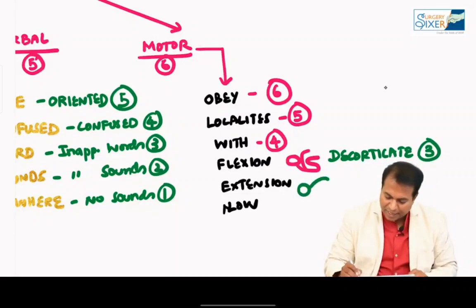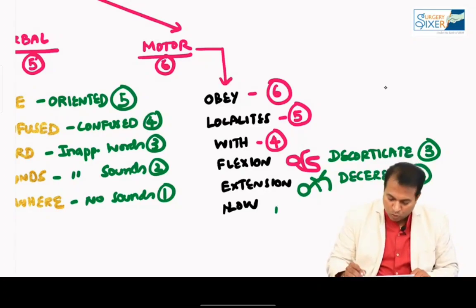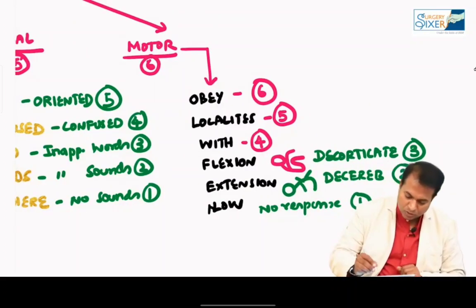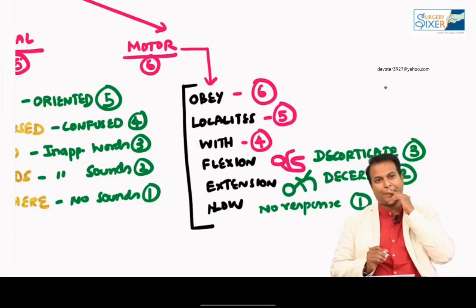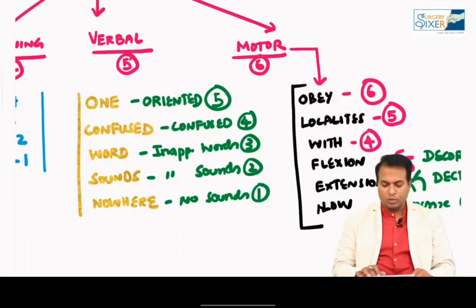Extension rigidity is lying like this. Decerebrate rigidity. That is 2 points. No response at all, he's not moving even on painful stimuli. That is 1 point. So please remember the mnemonics: Obey, Localizes, with Flexion, Extension, Nil. 6 points over. One, confused, word, sounds, nowhere: 5 points over. Okay. No need of a mnemonic for eye opening.